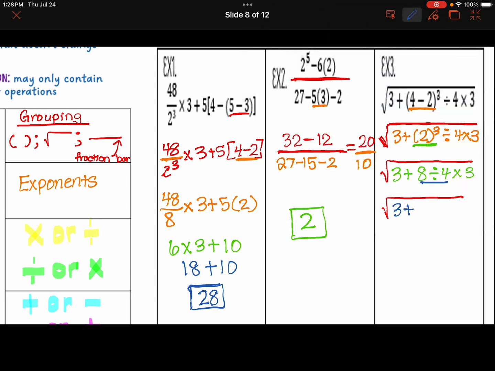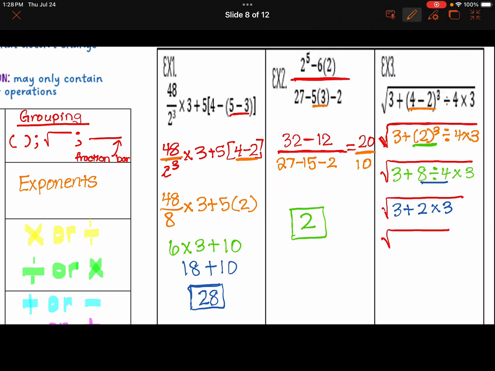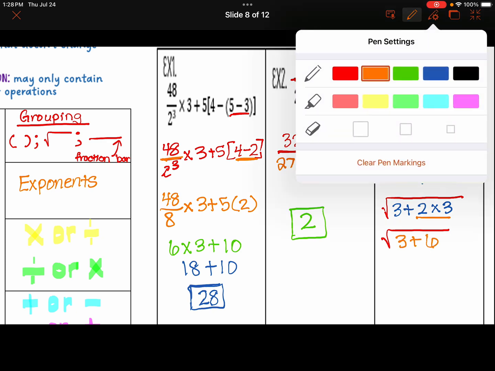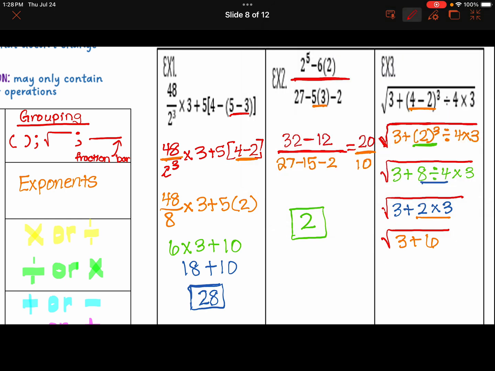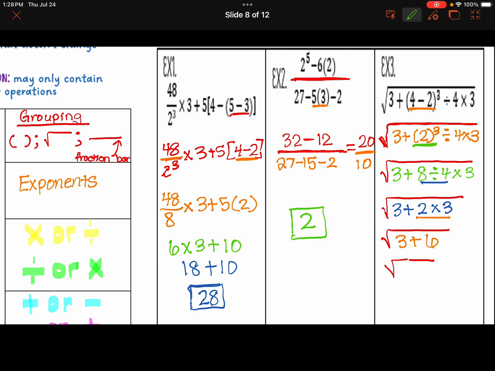So 3 plus 8 divided by 4 is 2, and 2 times 3. I'm still working on simplifying inside the square root symbol. So now I'm going to go ahead and say, okay, let's multiply. So 3 plus 2 times 3 is 6. Now I'm ready to do addition. 3 plus 6 is 9.